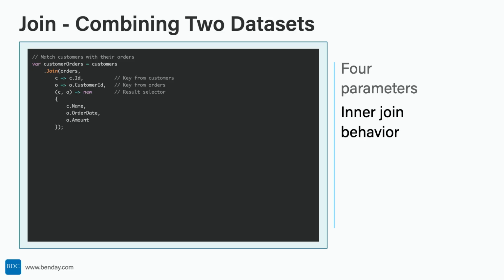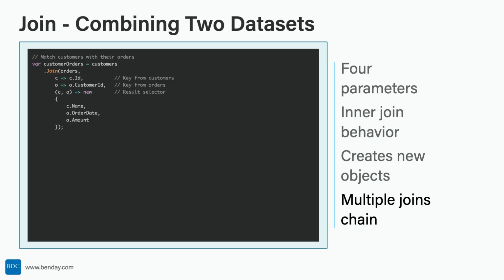This is an inner join. Only customers with orders appear in results. If a customer has no orders, they're excluded. There's also GroupJoin for left joins if you need that. That last lambda creates the result object. You pick which properties you want from each side. Here we're grabbing customer name and order details into one flat object. You can chain multiple joins together if you need to combine 3 or more collections. It gets complex fast, but it's possible when you need it.